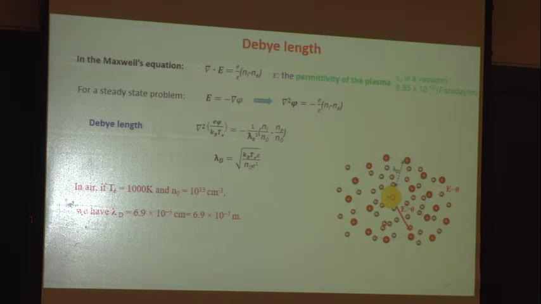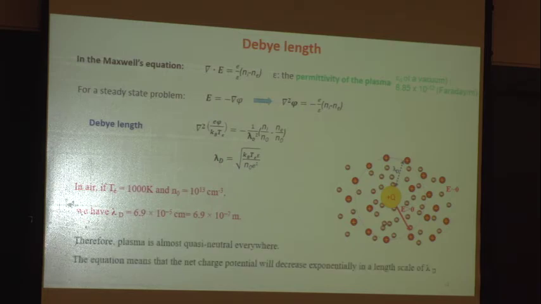But it cannot be small when the pressure is really, really low. Then you have a problem, right? Then it cannot be very small. So we say plasma is almost quasi-neutral everywhere except the sheath, and the sheath is very small. It's sub-micrometer in most conditions.